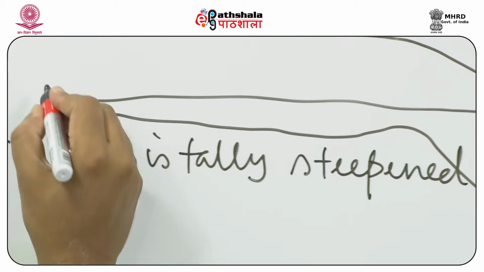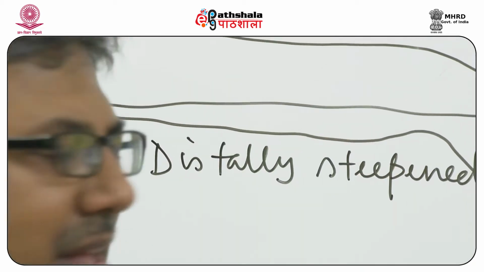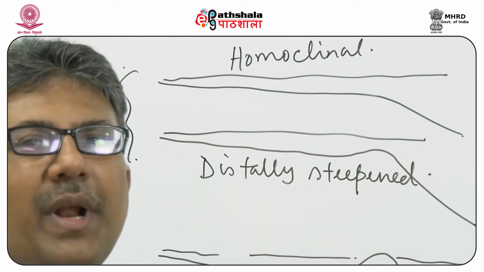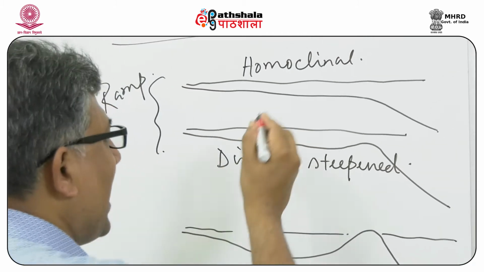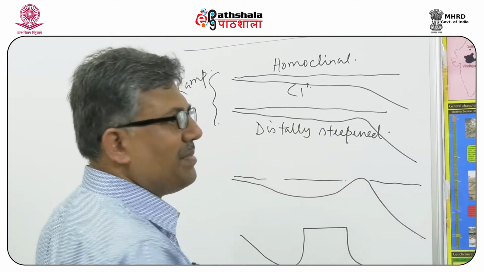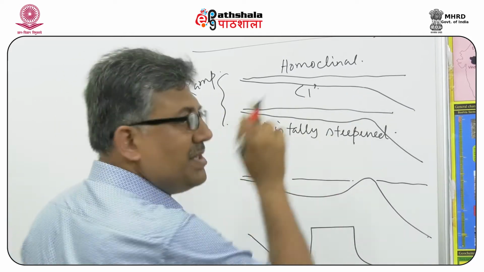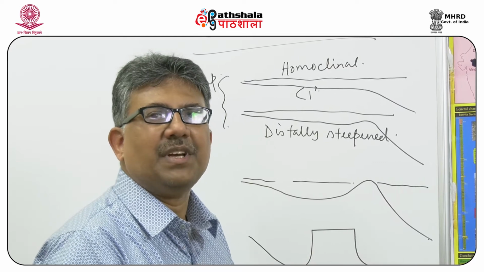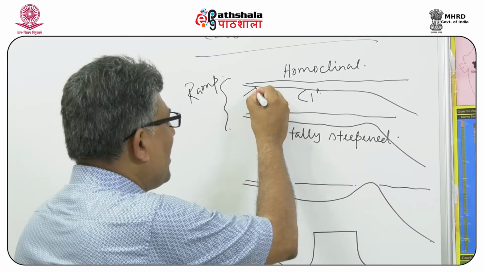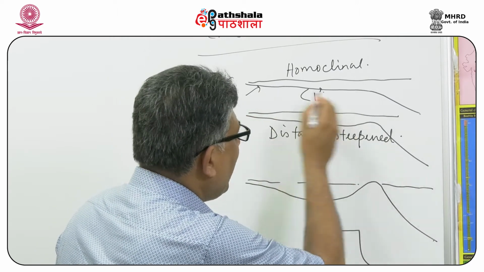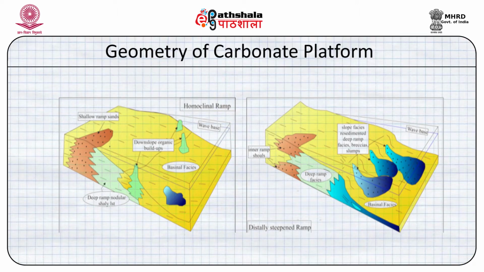What we are seeing in a homoclinal ramp, from proximal to distal, is a very low gradient, and this gradient is normally less than 1 degree. What we get in this kind of ramp is that from proximal to distal, the energy level successively decreases. In the proximal part, we get wackestone and packstone, and as you go away from it, you get more and more mud content in the carbonate.